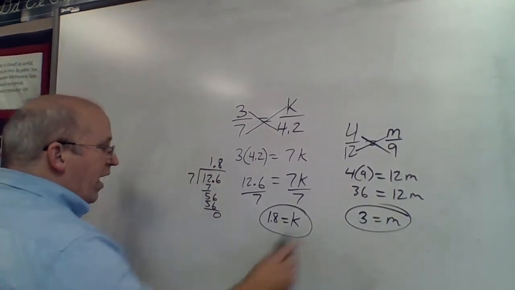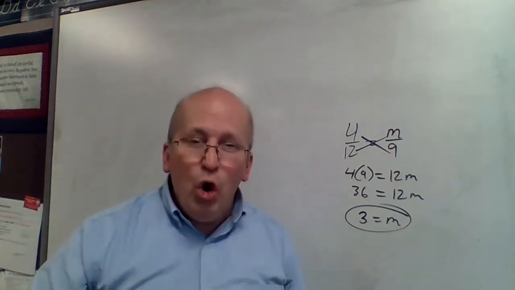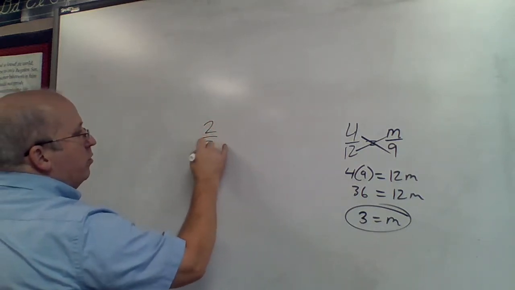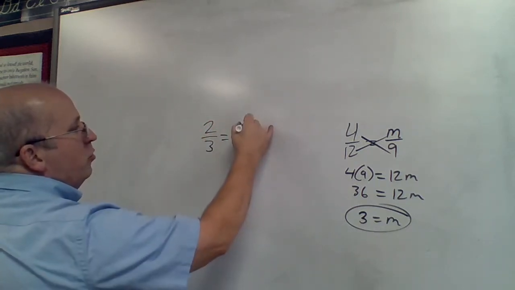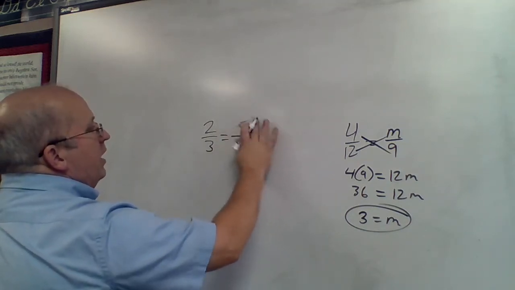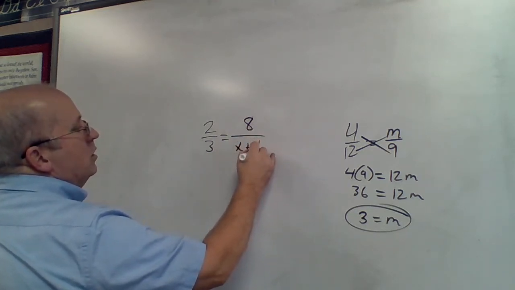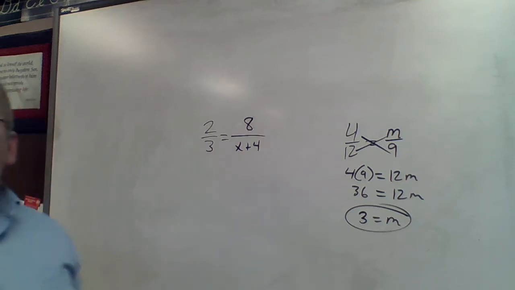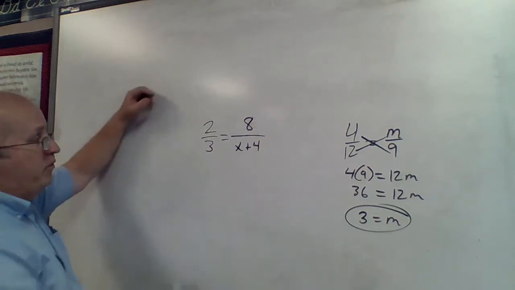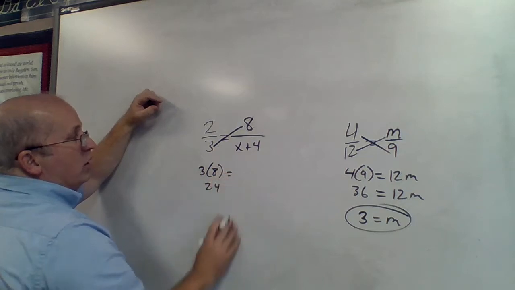Now, they do have one type of problem that I think is going to be totally new to you, but don't worry, it's not that difficult. Don't freak out. What if I had something like this, 2/3, and I made that equal to 8 over x plus 4? Do not freak out. Let's just start by doing the problem the same way we've done it before. Take the cross products. 3 times 8 is 24.